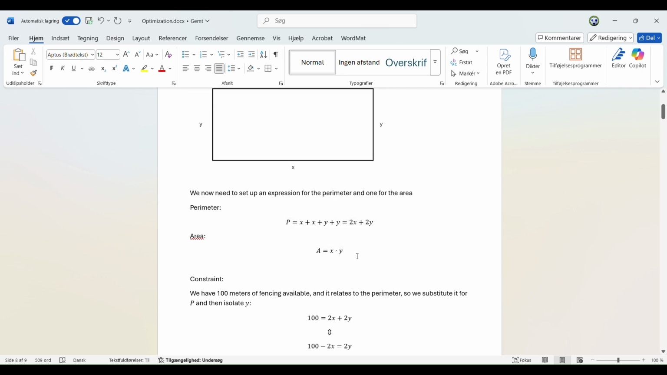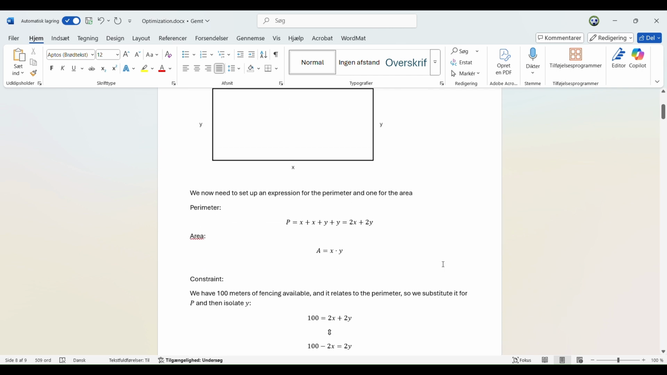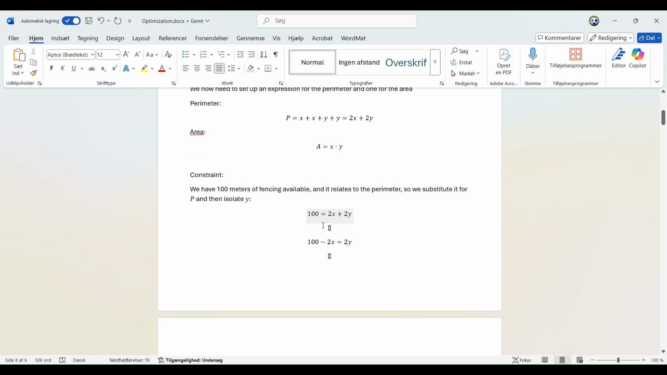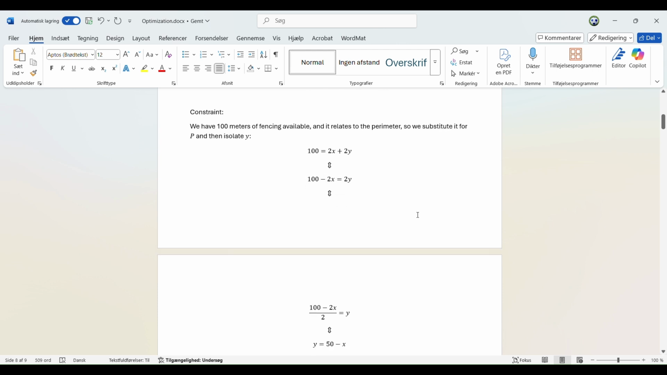And now we've got these two expressions. We've got a constraint of 100 meters of fencing. So we put in 100 meters instead of p for our perimeter. And then we want to calculate or isolate the variable y in this equation. So 100 equals 2x plus 2y. We subtract 2x from both sides. Then we have 100 minus 2x equals 2y.